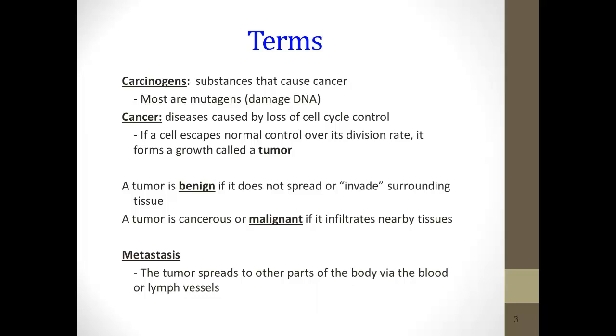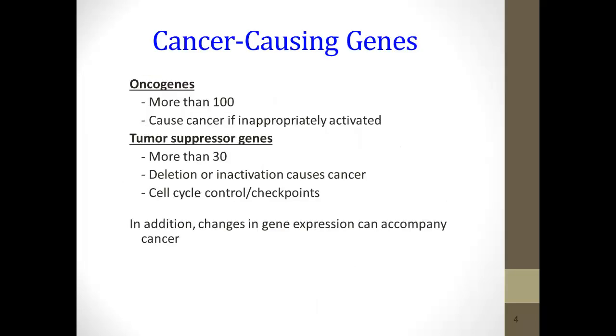A tumor can either be benign or malignant, and that has to do with whether or not there is invading to other tissues and what we see upon cellular pathological changes within that. And we know that metastasis is the spread of the tumor or the cancer from one part of the body to another, and this occurs via the blood or the lymph vessels.